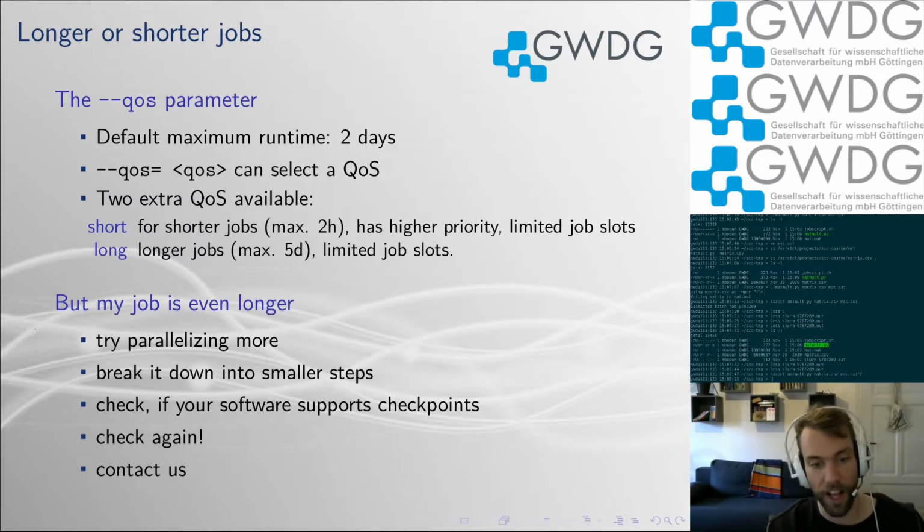And if none of that helps, there are ways we can make exceptions for your jobs, and especially if it's just once or twice, then sure, we just increase the limit a bit. That's not a big problem. Just try the other steps first.